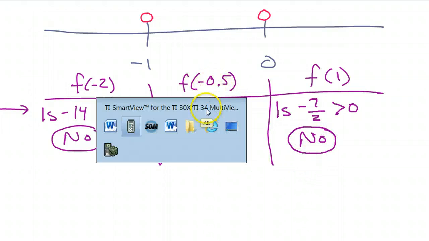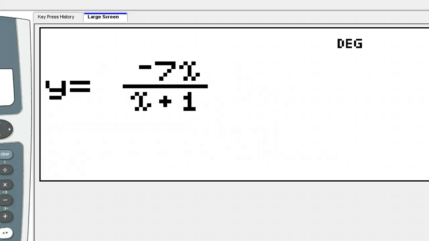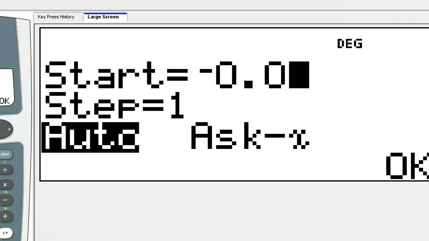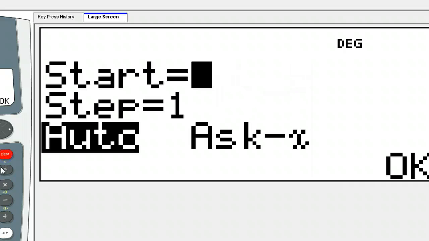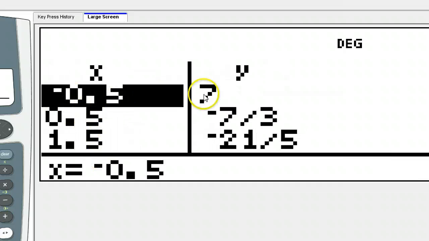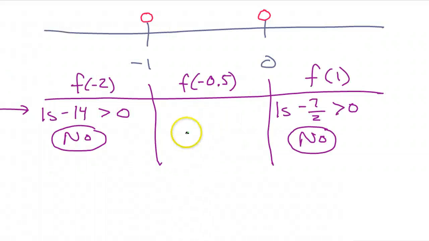Okay, I didn't check the negative 0.5 yet. So hit the table button again, hit enter again, and type in what you want. So I wanted negative 0.5. Oh, I put 0.05 by mistake. I'm messing up today, people. Let me start over. Negative 0.5. Okay. At negative 0.5, the value of the function is 7. So the question is 7 greater than 0? And of course the answer to that is yes, it is.